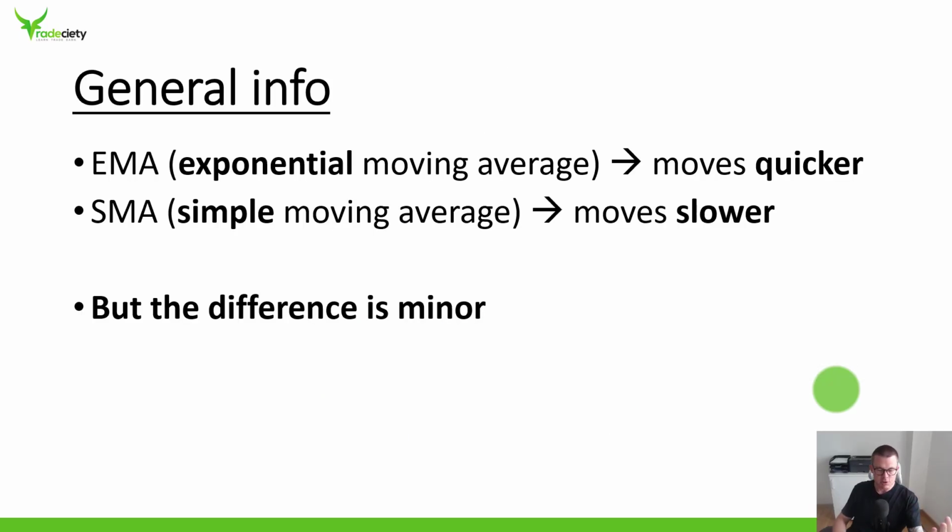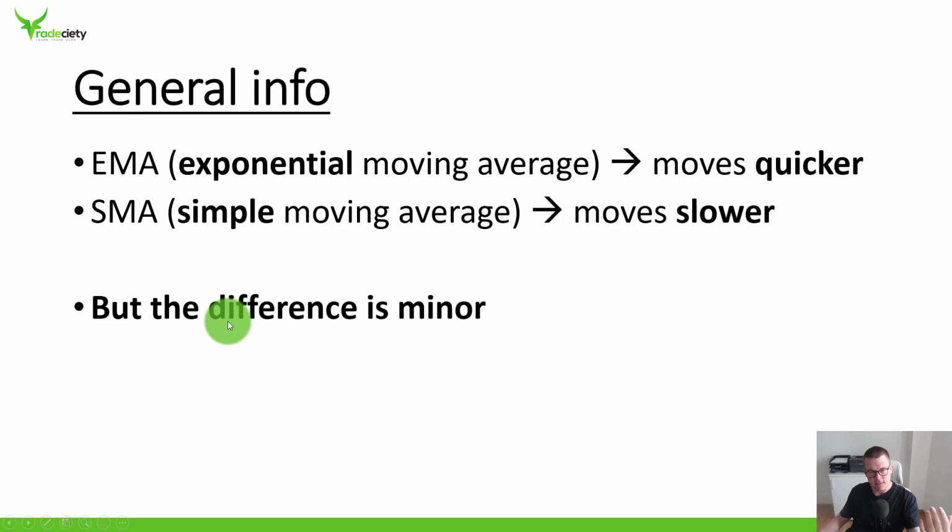And before we get into the charts, let's take a look at a few general information. EMA stands for exponential moving average. It moves much quicker than the SMA, which is a simple moving average. Why is that so? Because the EMA puts more weight on the most recent candles and on the most recent price action. So the EMA will naturally adjust a little bit quicker to changes in price, which can be good, which can be bad, depends on how you use it, and we're going to address it shortly.